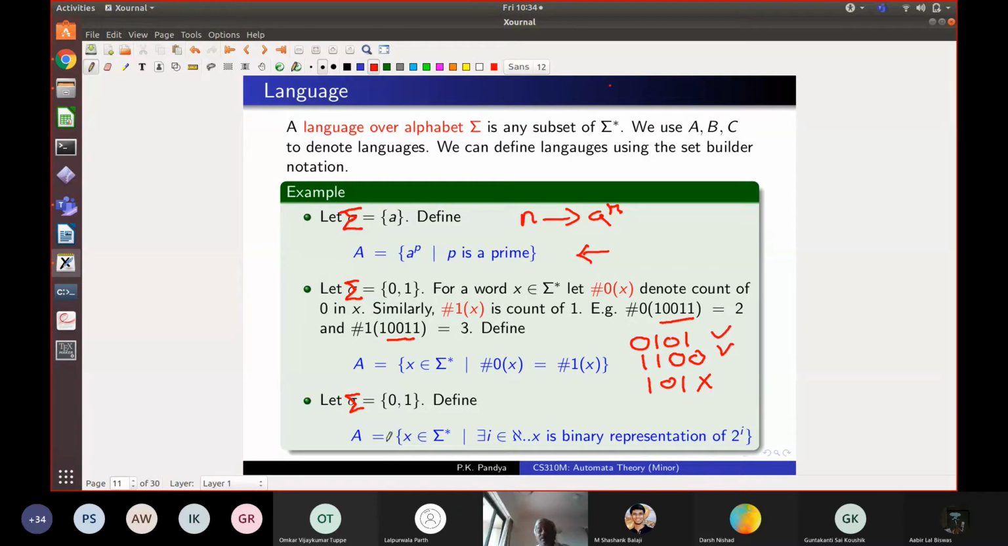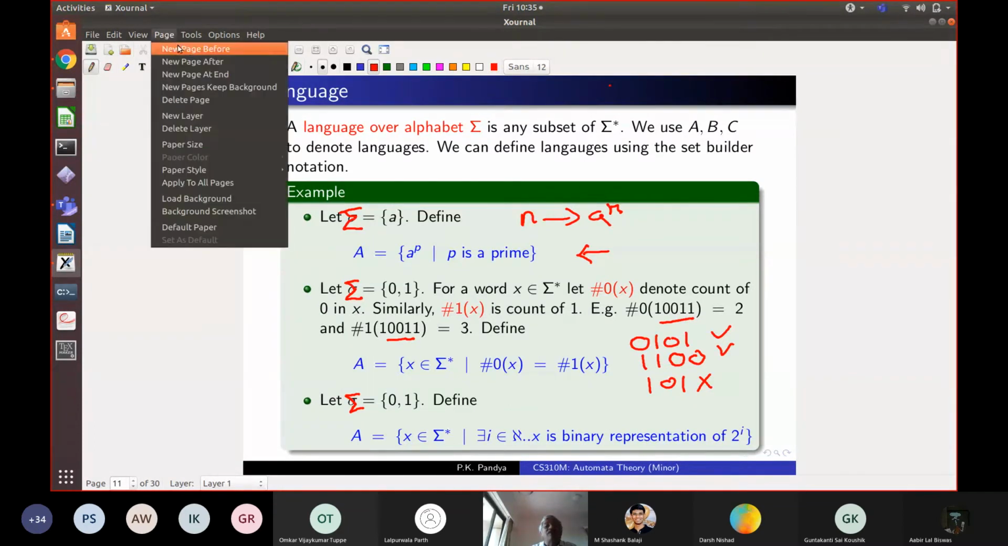Finally, here is another language. Again, we have a binary alphabet, and we consider all strings X in binary. These are actually representations of numbers in binary. And we want to include only those binary strings which represent numbers of the form 2 raised to I for some natural number I, right? That is, those binary strings which will represent powers of 2.